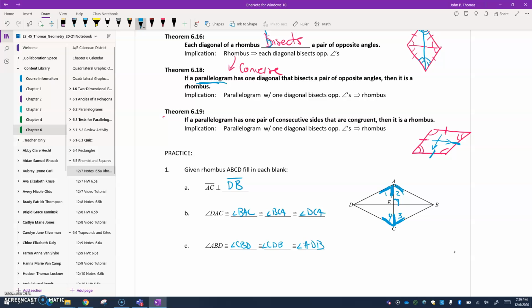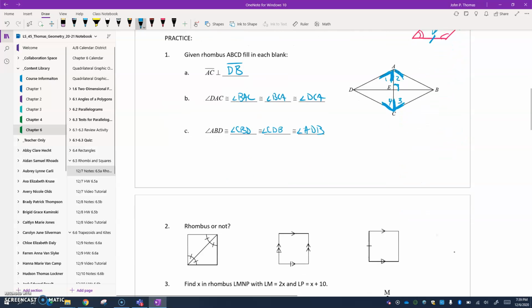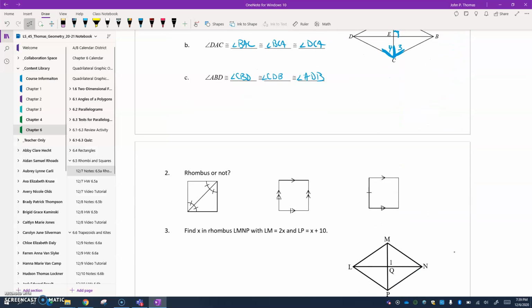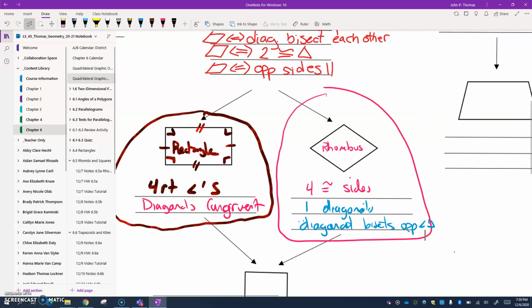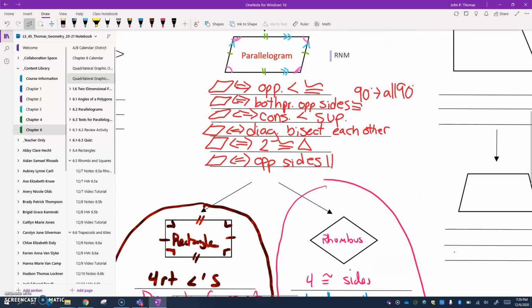Now the key here is, notice they say a parallelogram. So I'm going to look to this picture, and the first thing I need to decide is if it's even a parallelogram. When I look at this one, I try and look for any of my parallelogram rules. If we jump back to our graphic organizer, we know parallelogram, opposite angles congruent. We have 1 pair, but not both pairs, so we don't have that. Both pairs of opposite sides congruent, we don't have that. Consecutive angles are supplementary.